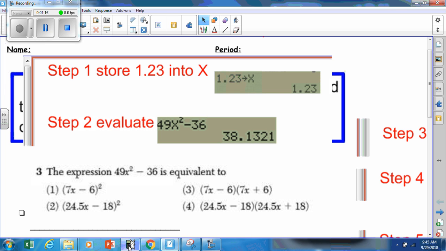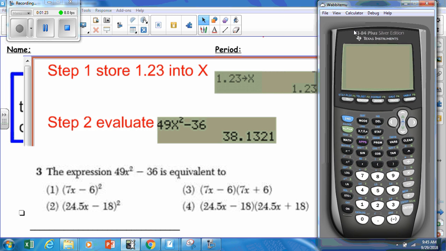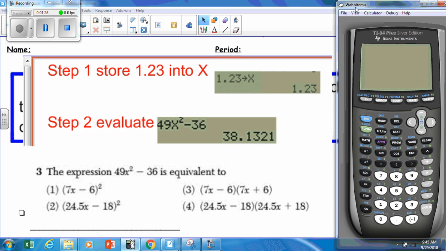So if I were to clear this out and I've stored this correctly, once I hit X, what I should get back is 1.23. Now that that's been done, we're going to take our primary expression of 49x squared minus 36, put that into our calculator, hit return, and we get back this value of 38.13. We're going to keep that in mind, as that is our point of comparison, our reference point.